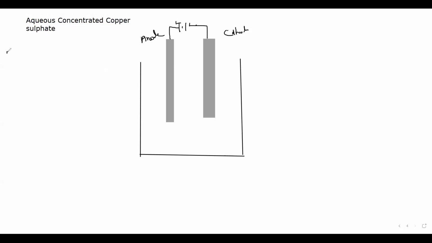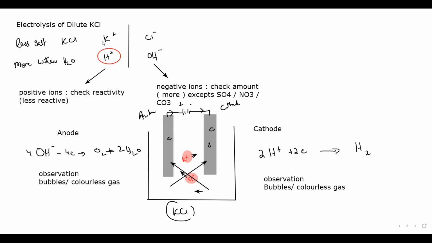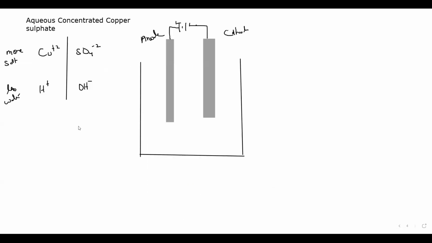Because it's a concentrated solution, it will have more salt and less water. So what are the ions present? Copper ion is there because of the copper sulfate, sulfate ion is there, and it contains hydrogen ion as well as hydroxide ion. So these are the ions present in the solution. For a positive ion, we check the reactivity, and for a negative ion we check the amount.